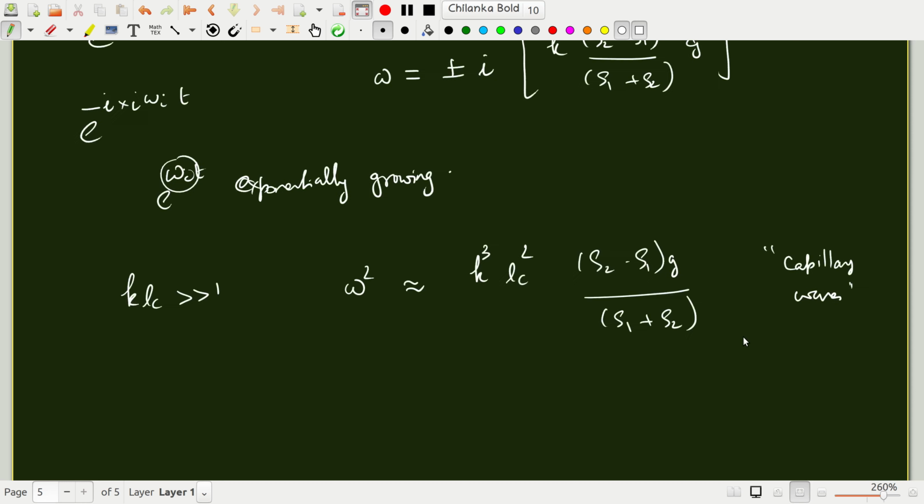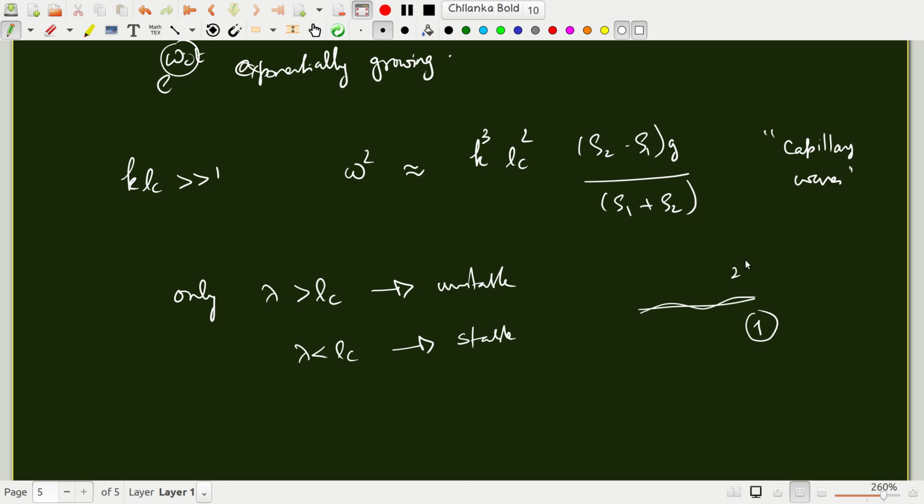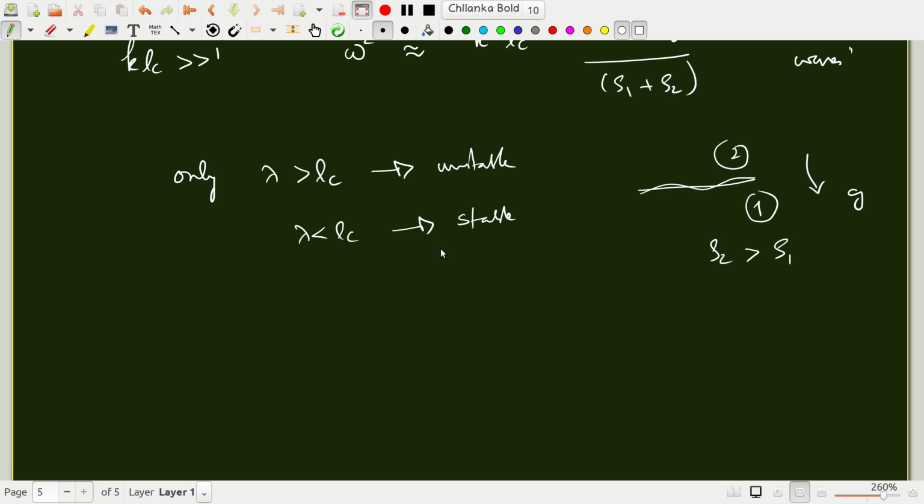So only wavelengths lambda greater than LC approximately are unstable, and when lambda is less than LC, surface tension stabilizes the interface, even though rho 2 is greater than rho 1. So you need a sufficiently large wavelength, and how large is sufficiently large? It should be large compared to the capillary length scale LC. Now, what about confining walls?